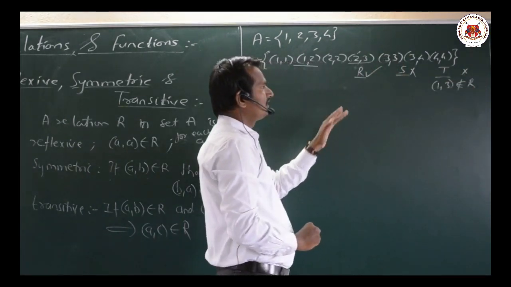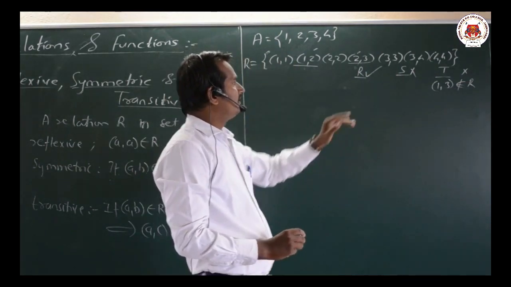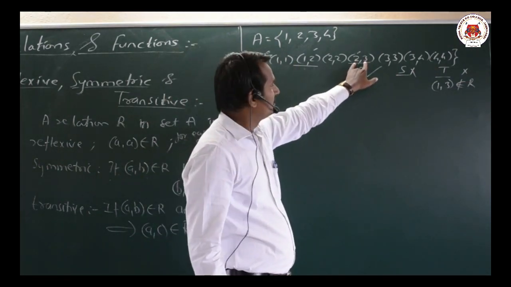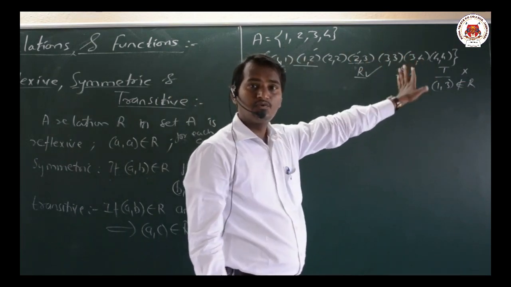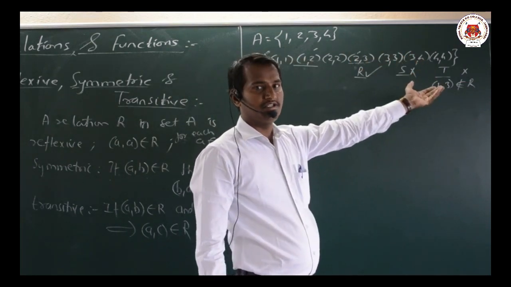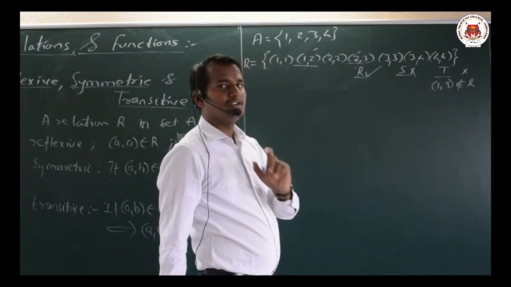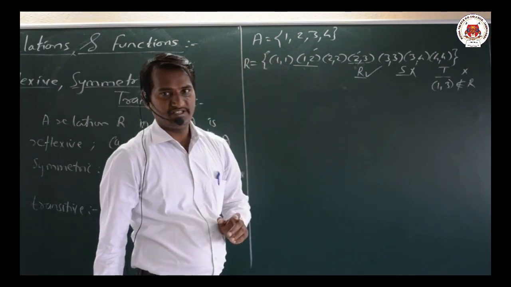You may have some more reasons also. What are those reasons? For example, (2,3) is there, (3,4) we have. But do we have anything like (2,4) here? (2,4) we don't have. Therefore it is not transitive. One simple example is sufficient to say that it is not transitive.